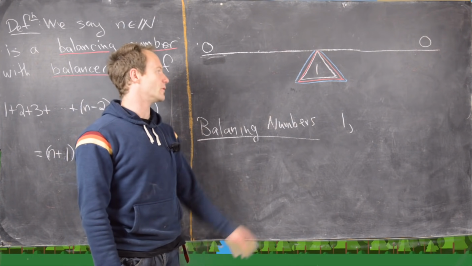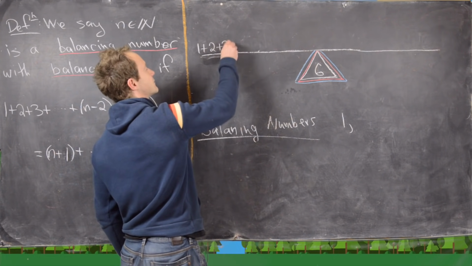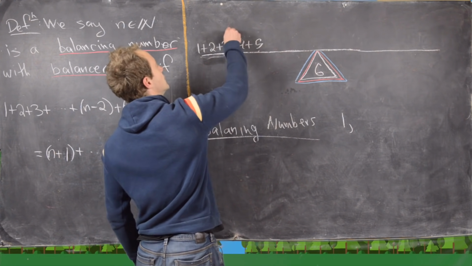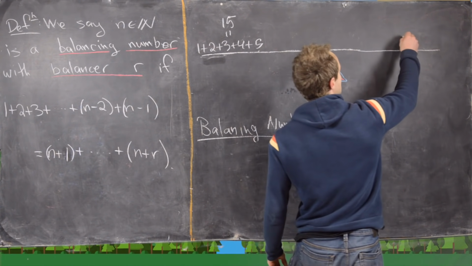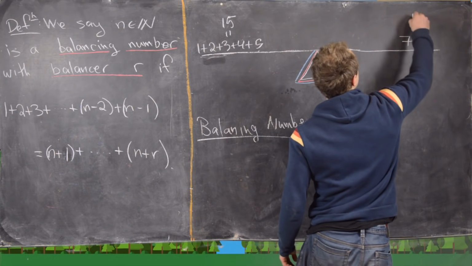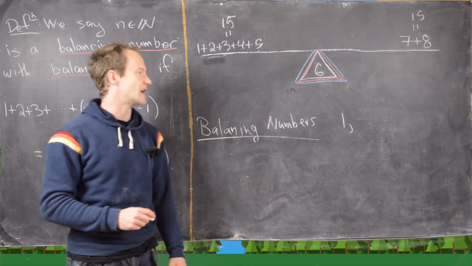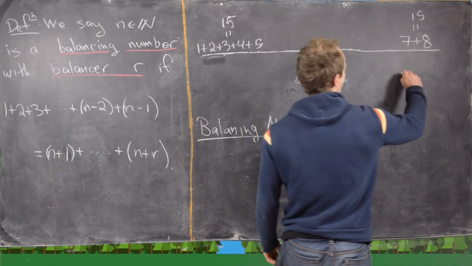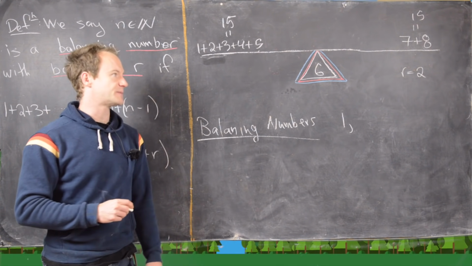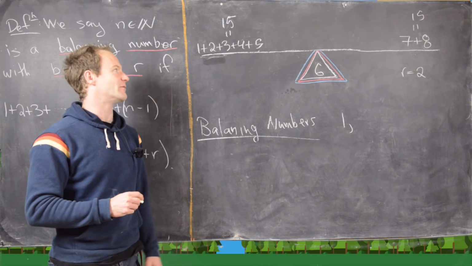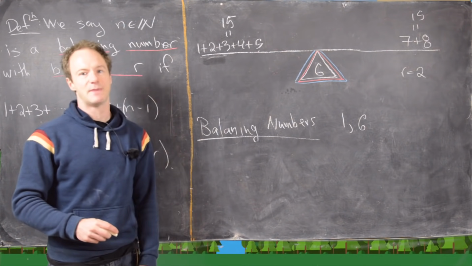Okay, so the next example would be 6. If we take 1 plus 2 plus 3 plus 4 plus 5, notice that's equal to 15. But 15 is the same thing as 7 plus 8. So the sum 1 to 5 is the same thing as the sum of 7 and 8. In this case, our r, our balancer, is the number 2, because we need 2 numbers past 6 in order to equal the sum of all of the natural numbers before 6. So that makes 6 our next balancing number.